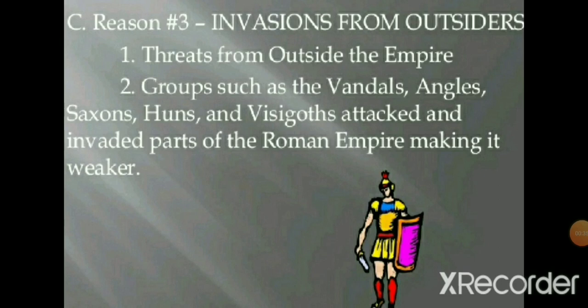Groups such as the Vandals, Angles, Saxons, Huns, and Visigoths attacked and invaded parts of the Roman Empire, making it weaker. All these groups together were known as barbarians, and they were attacking the Roman Empire continuously. So this was another reason behind the decline of the Roman Empire.